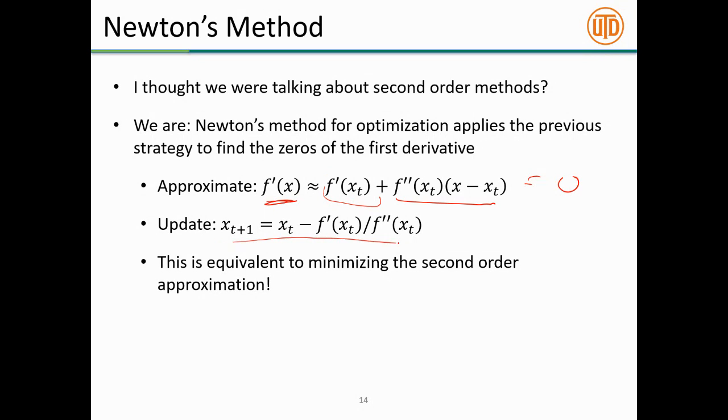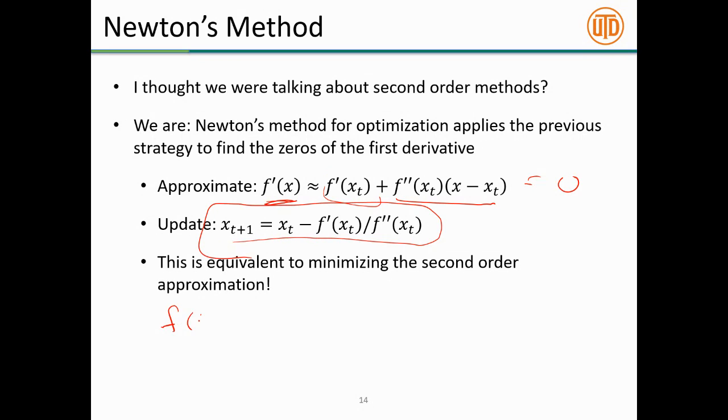Gives us the update that our next iteration should be chosen by taking our current iteration and subtracting from it the first derivative divided by the second derivative at this point. So it turns out that this is actually equivalent to minimizing the second order approximation. So let's just write that down really quickly to see it.